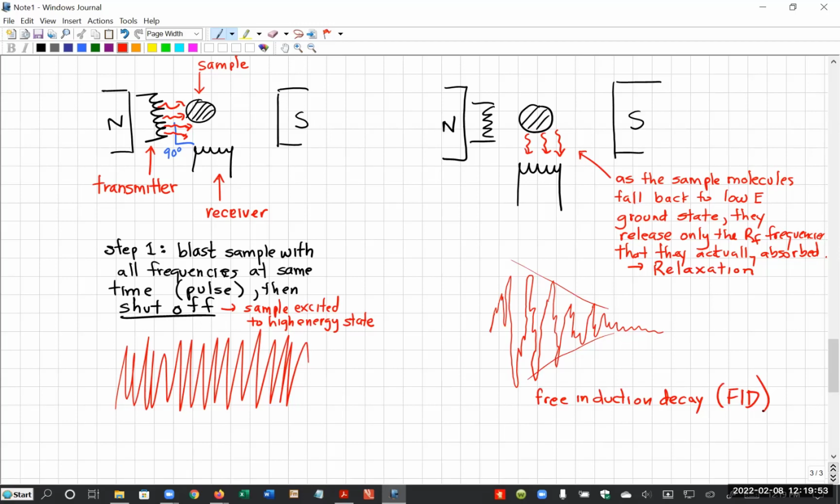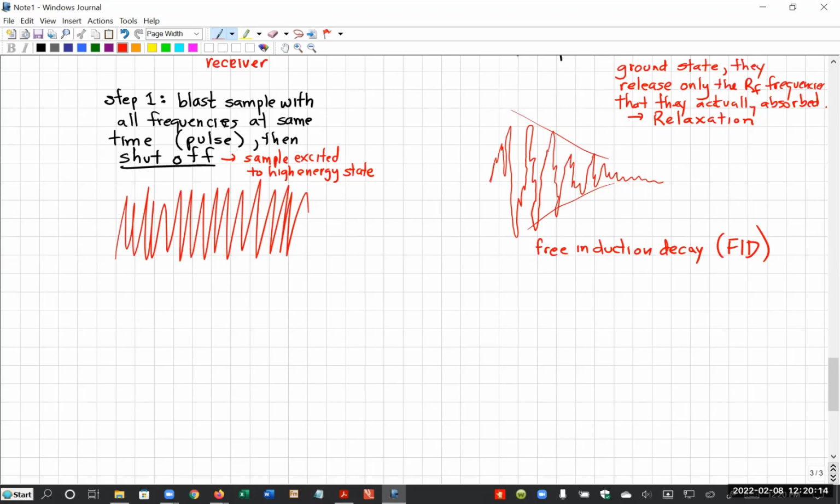Now okay, so imagine we blast the sample, we shut it off. Now the sample starts radiating energy back off. It gets smaller and smaller as the energy dissipates, but we're measuring the frequency of that. The frequency of that is not all frequencies, it's only a few frequencies, but it's coming in this complicated wave. So then what we do is, the FID is the time domain signal, right? In other words, we're looking at all the frequencies as they oscillate in time.